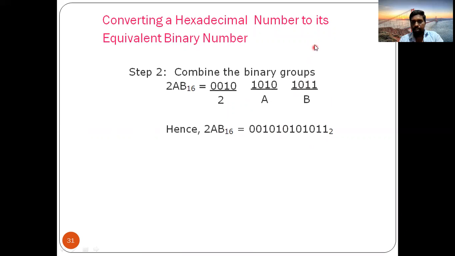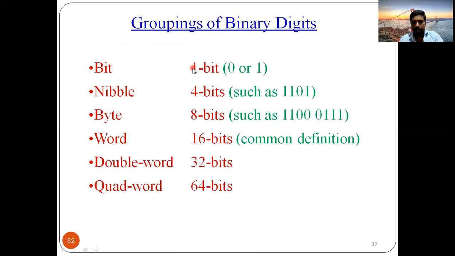Okay. Next. So finally, when you conclude this, see what is a bit? Either 0 or 1. Any one of these two can be called 1 bit. It is the shortest form of a binary digit. Suppose we group 4 bits, a group of 4 bits is called a nibble. Very, very important. Group of 8 bits is called 1 byte.